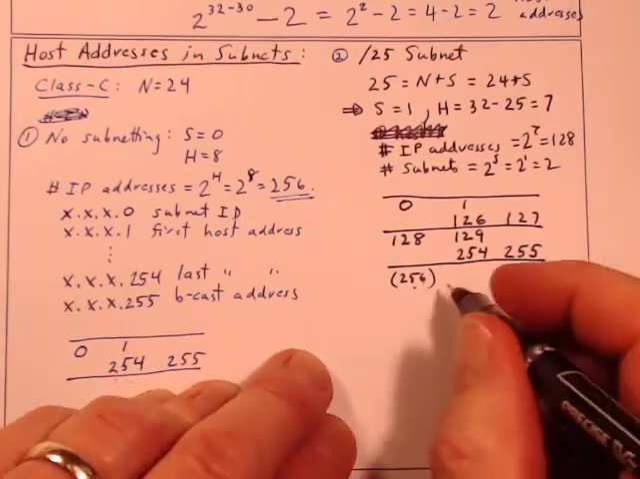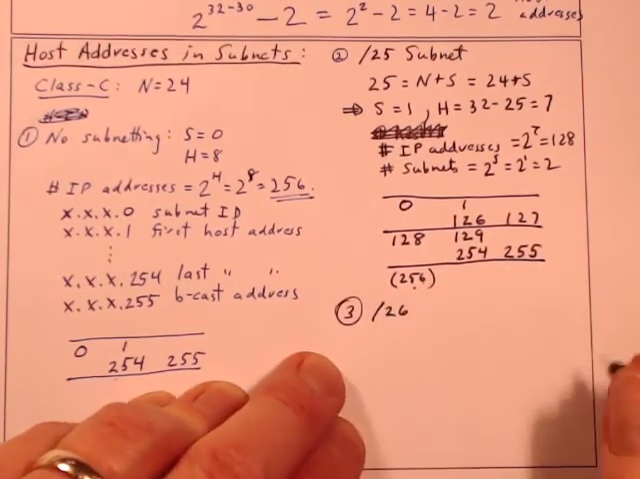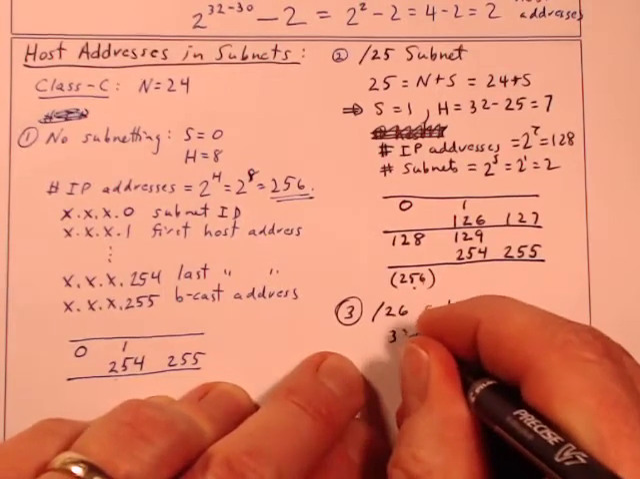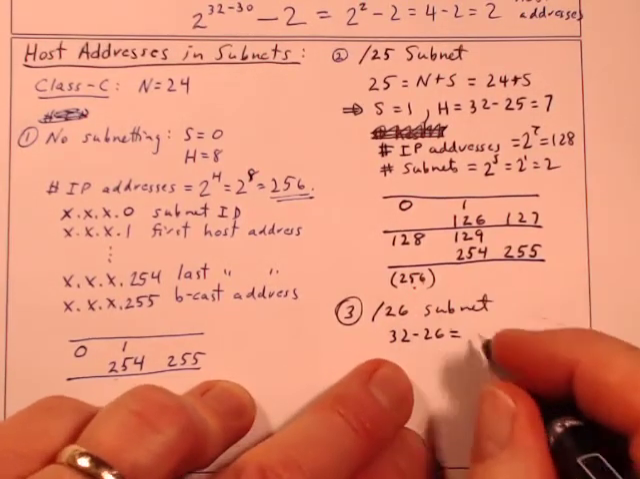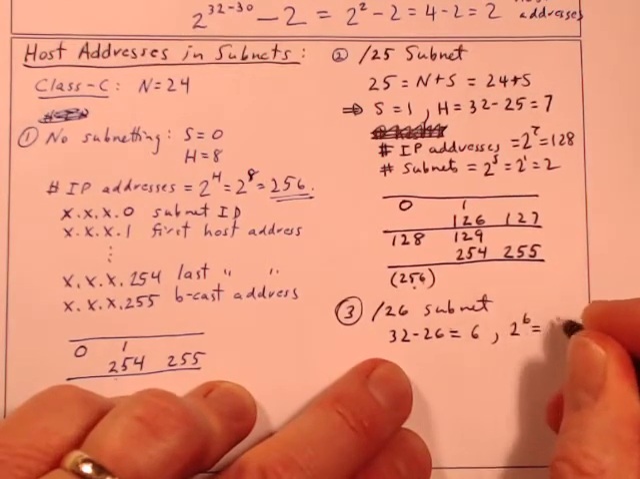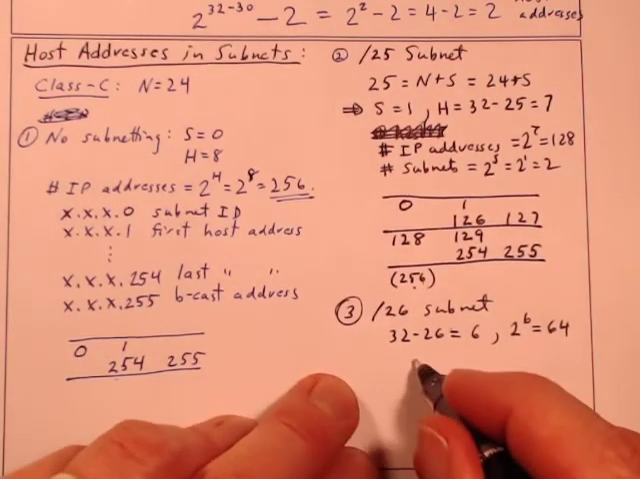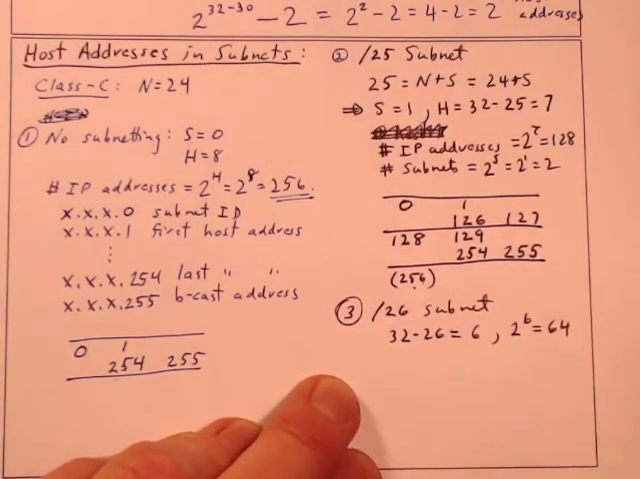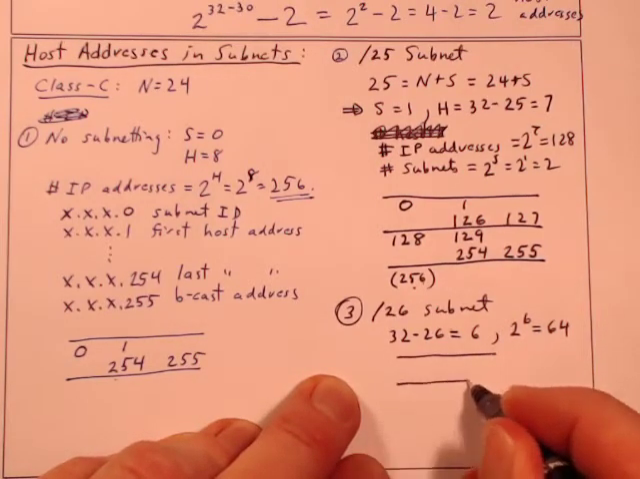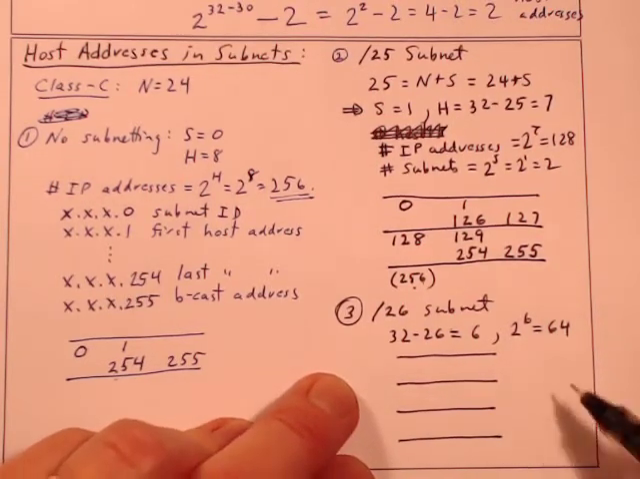Okay, real quick, I'll do a slash 26 subnet, and 32 minus 26 is 6, so I have 2 to the 6th, or 64 addresses per subnet, and I'm going to have 4 of them here. And I'm going to make my little chart like this. And here I'm going to count by 64.